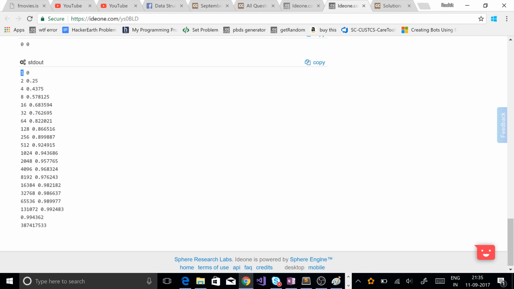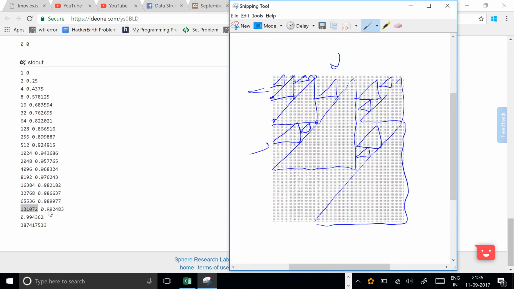In size 1 cross 1, the percentage of zeros was 0. In size 2 cross 2, it's 25%, or 0.25 is the fraction of zeros. And as you can see, this is growing at such a high rate. In just 10 to the power 5, or let's say 131072, the percentage is 99%, right?